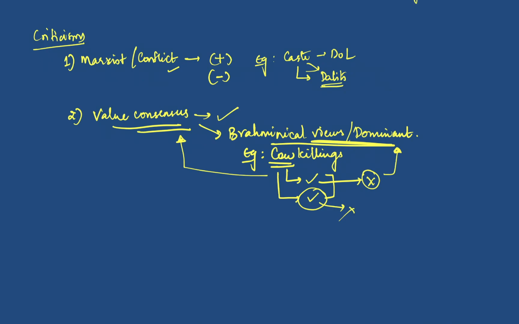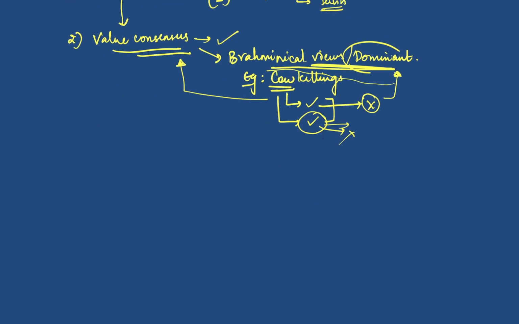So this is the second criticism, which the Marxists make: by telling that there is a value consensus, the Brahminical or the dominant views of the society are being portrayed in a much greater form than that of the other minority views, right? So the minority views are somewhere redundant in this form of functionalist theory.